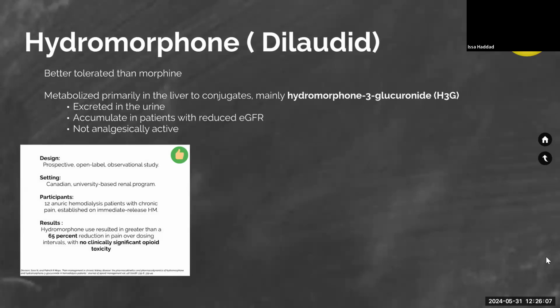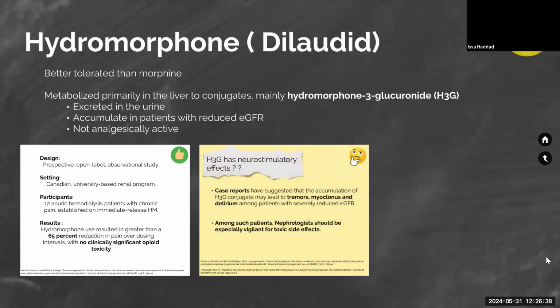Now, in this study, it was a prospective open-label observational study. It was done in a Canadian university. They looked at 12 anuric hemodialysis patients, and they put them on immediate release hydromorphone. And what they found in the study is that 65% did report reduction in pain using their own assessment tools, but with no clinically significant opioid toxicity.